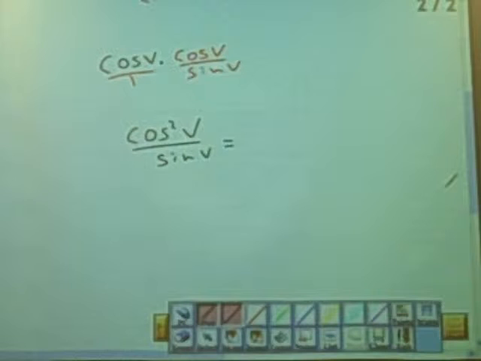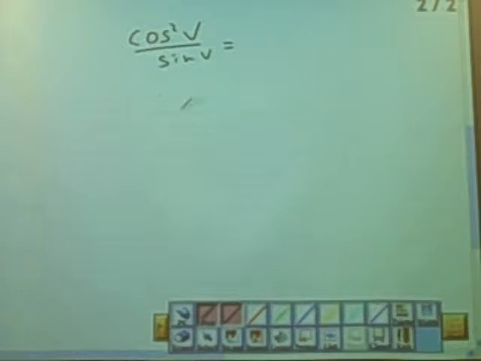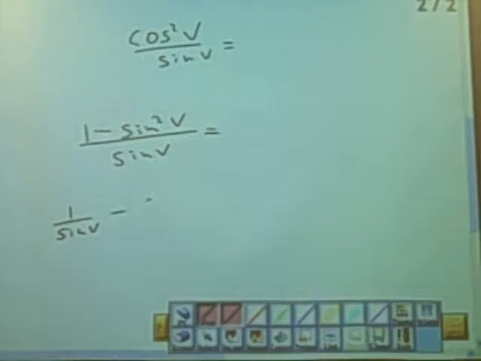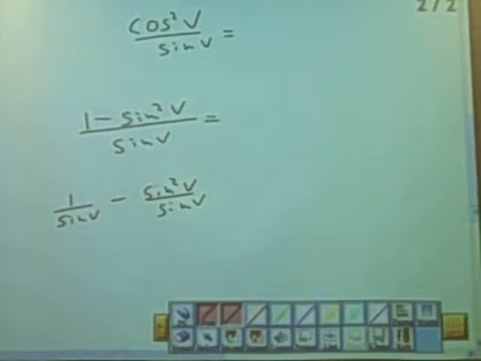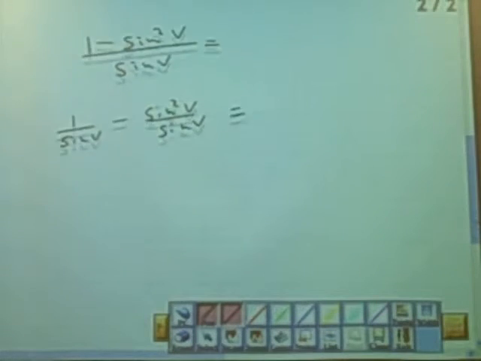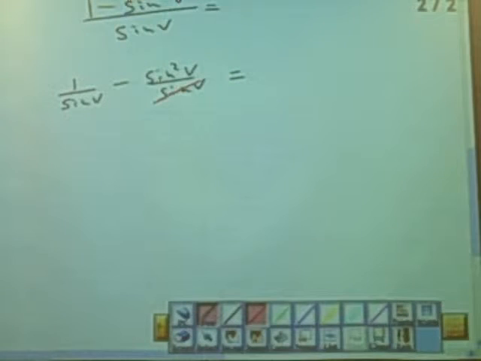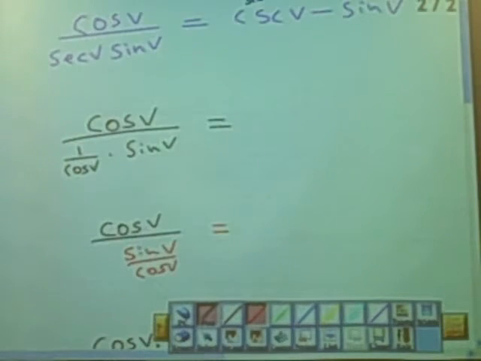So that means if we took cosine squared and changed it in terms of sine, we know that cosine squared is equal to 1 minus sine squared. So we make this 1 minus sine squared v over sine v. Now if we split it, 1 over sine v minus sine squared v over sine v, we know that the sine and the sine squared can cancel, right? And here we go, we're at our second to the last step.